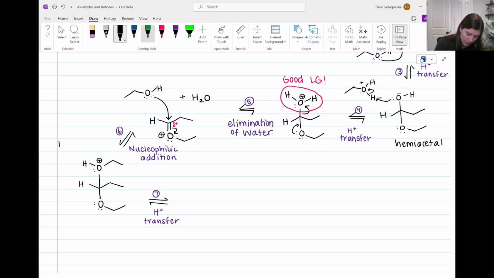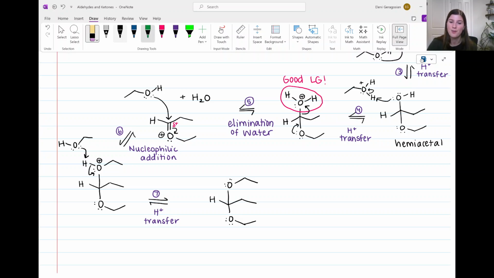We can use a neutral solvent molecule to remove the hydrogen. Electrons go back to oxygen, and then we have our final acetal product with 2 ethoxy groups bonded to what was our carbonyl carbon, and here's our acetal. Quite a long mechanism here.